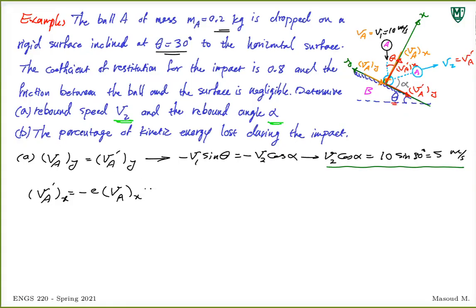So from there, VA X prime is V2 sine alpha.